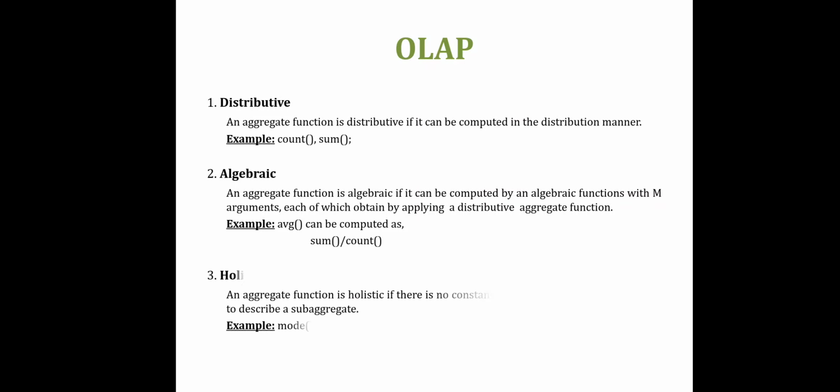And the last one is the holistic function. So, what is this holistic? An aggregate function is holistic if there is no constant bound on the storage size needed to describe a subaggregate. For example, mode and median. So, average, that is nothing but mean, comes under algebraic, whereas mode and median are called holistic. There is no constant bound limit given, that is called holistic measures. So, these are the different measures we have with our data cube.